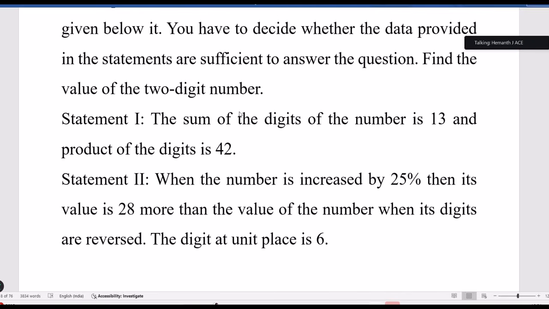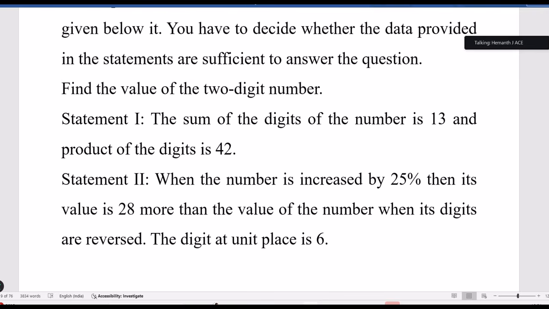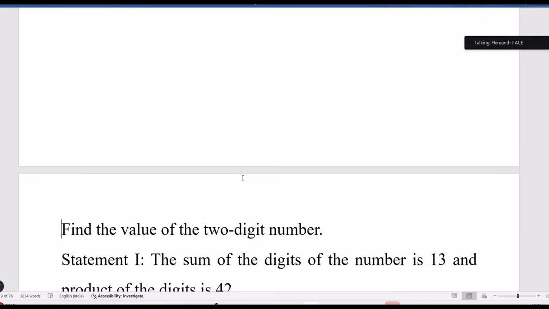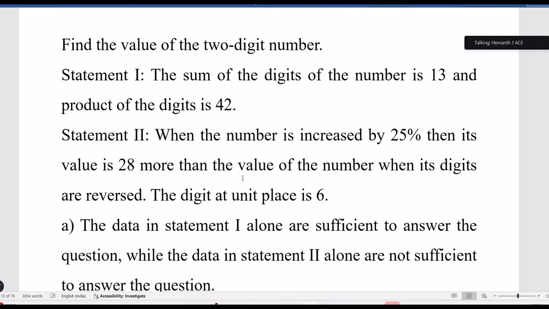Data sufficiency. They're asking to find the value of a two-digit number. Is statement 1 alone sufficient? Is statement 2 alone sufficient? Are 1 and 2 put together required, or are 1 and 2 together also not sufficient? That's how the options will be. You decide. A two-digit number you need to calculate. They've given some information in statement 1 and statement 2. Which statement is required to answer that? You please work on it.